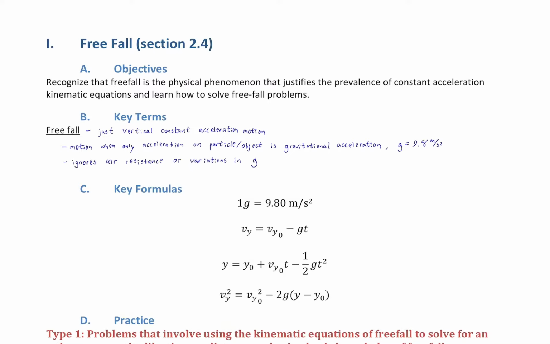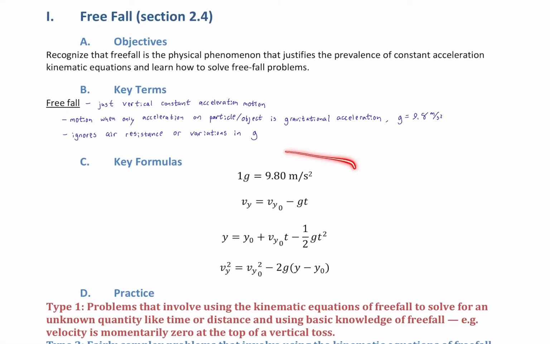Get it? And it does have some big assumptions built into it. It ignores air resistance and variations in g, because g does vary just because of the continent you're on. It varies because of your latitude, and it varies because of your altitude above the ground. All of those are ignored. We just take it as 9.8 on average.